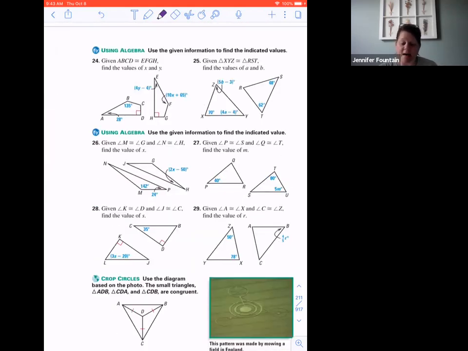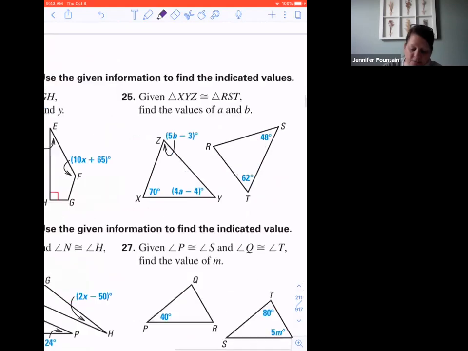You can see that on 25, I'm going to have to look at my triangles. Now notice, if it says given that they are congruent, you can look at that, and even if they don't necessarily look exactly the same, I'm sure that if I cut them out and put them on top of each other, maybe they're the same. To me, they look a little off, but I have to trust my directions. My directions said that they are congruent. So I'm going to start by pairing up X and R, Y and S, Z and T. I'm going to use that to solve for A and B using my congruent angles, okay?